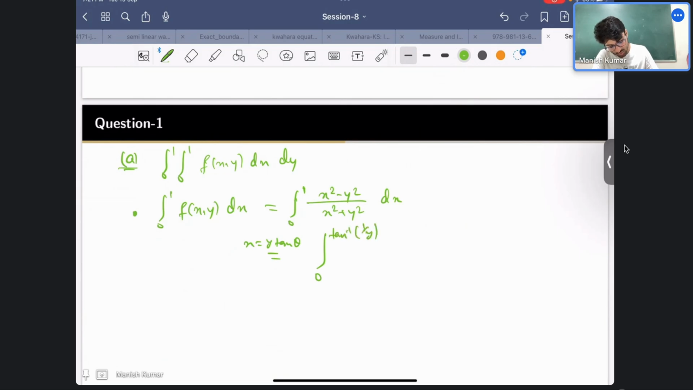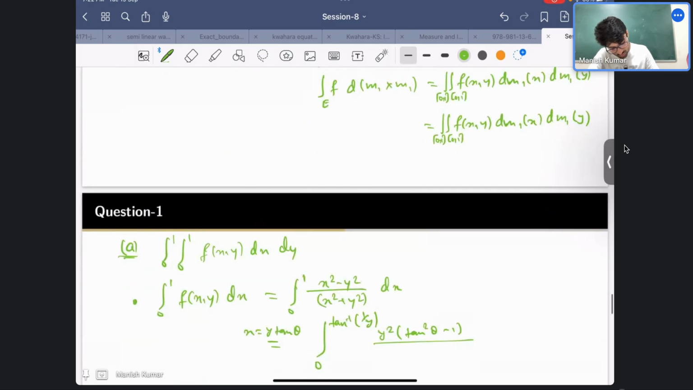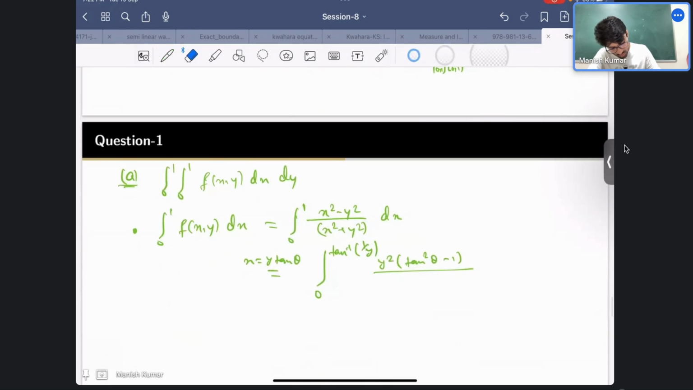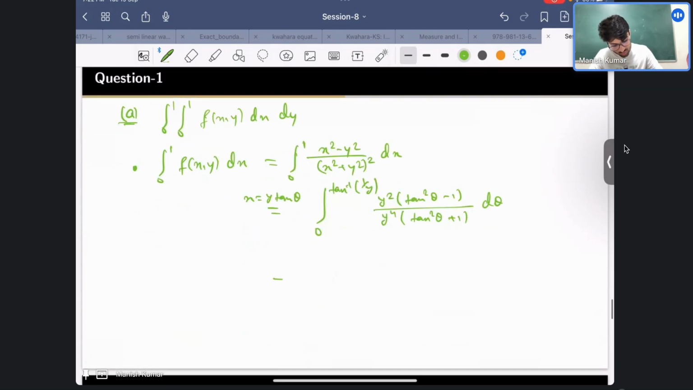So this will be the limit, and then you have this y square, tan square minus 1, and here, okay, I think there is a square, right? So here you will have y to the power 4 and then tan square theta plus 1, squared, and then d theta. So x will be y sec square theta d theta, right? So this will be the d theta.